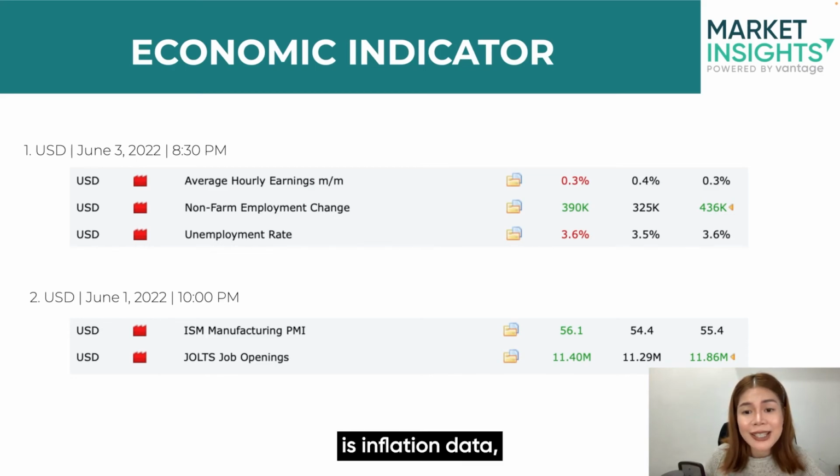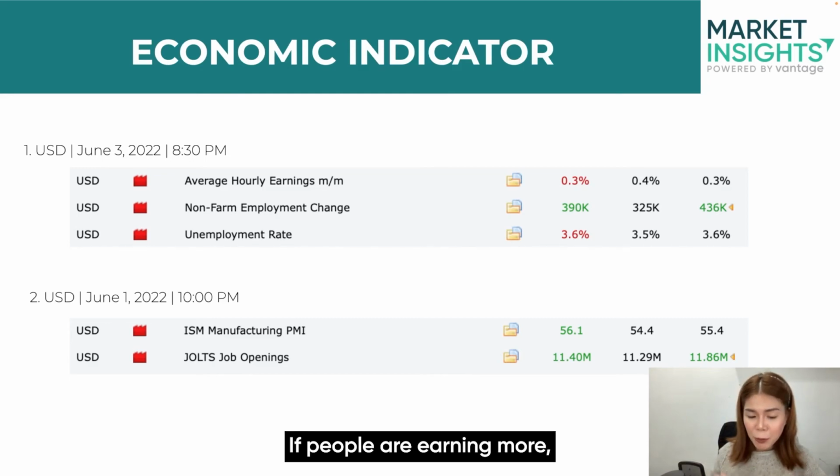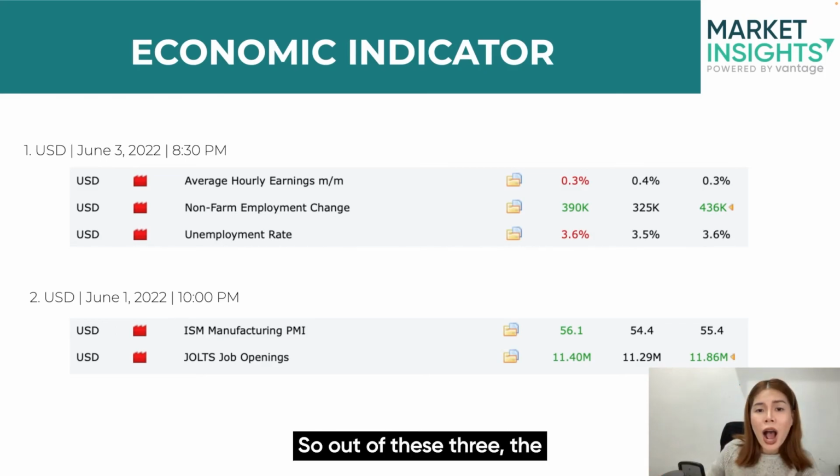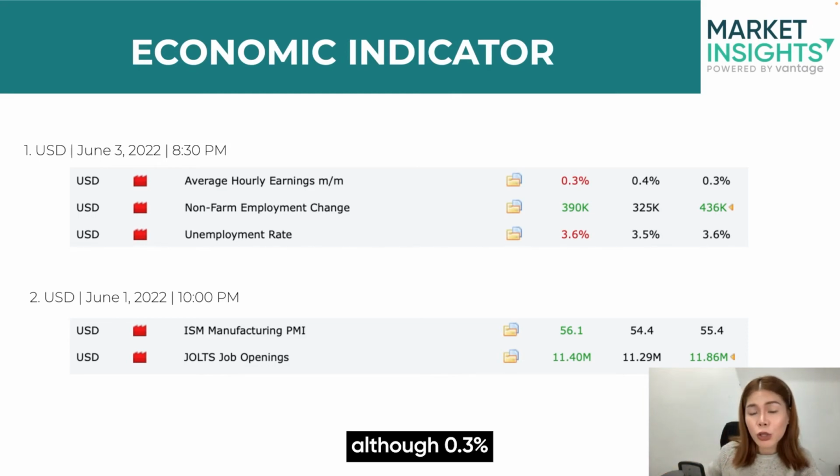Average hourly earnings is an inflation data. If people are earning more, they could pay more for services and products that they need. Therefore, an inflation data. Out of these three, the most important one is here, as of the moment, because the central bank is focused on inflation. Although 0.3% is less than what is forecasted, this is still a 0.3% increase in comparison to last month. So inflation could still go up. Is it a positive or a negative data?